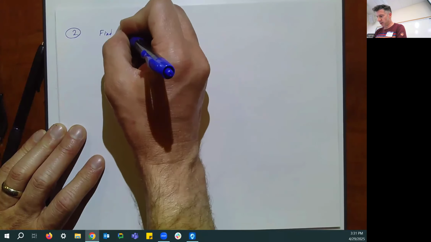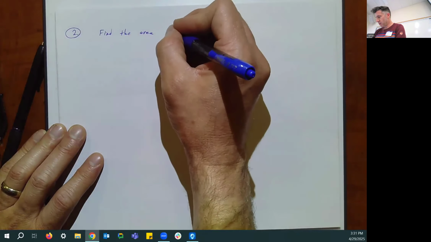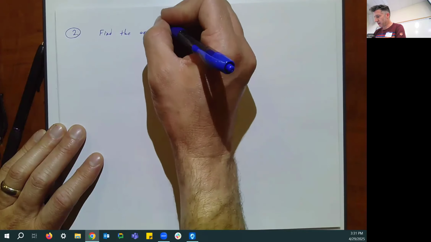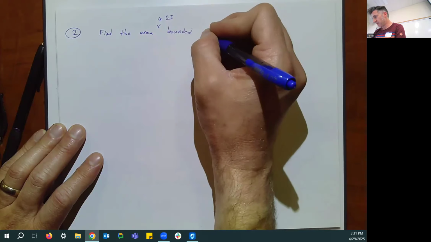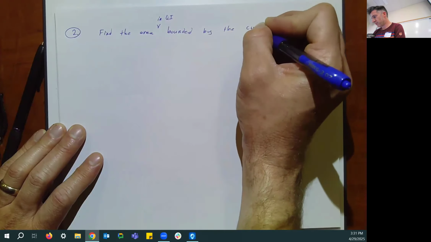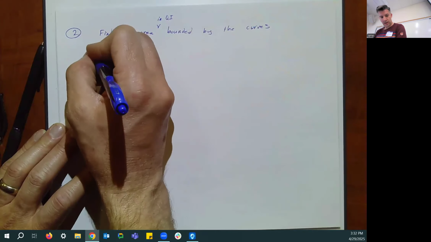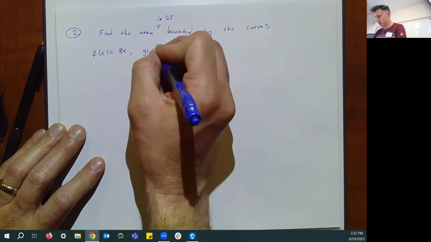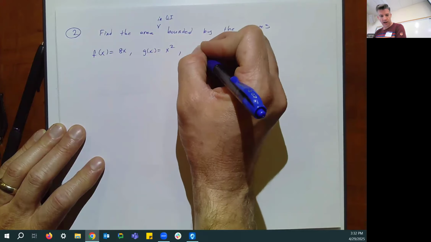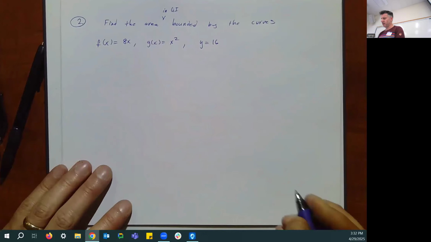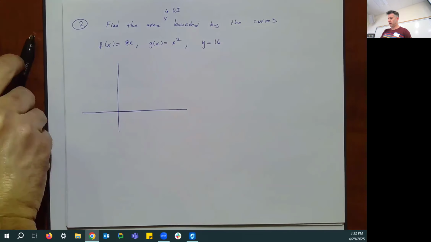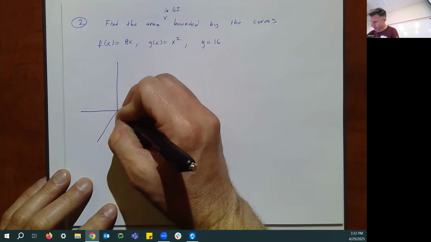Find the area bounded. I'm sorry, find the area in the first quadrant bounded by the curves f of x equal to 8x, g of x equal to x squared, and y equal to 16. So we have to be a little extra careful here. But we'll just proceed as usual. So here's my f of x equal to 8x. It looks vaguely like this.